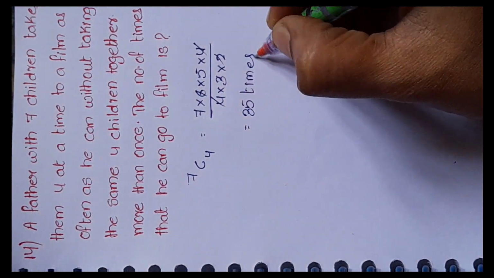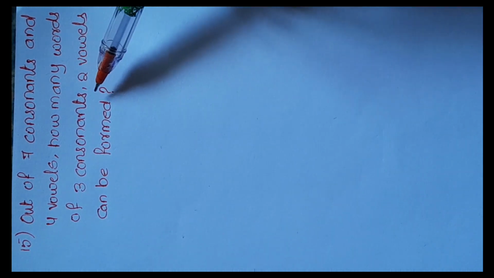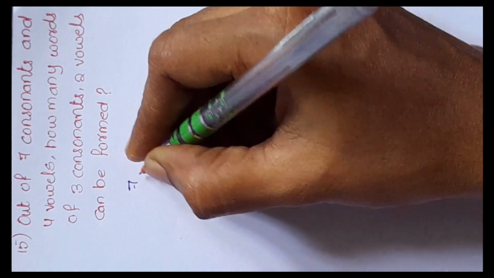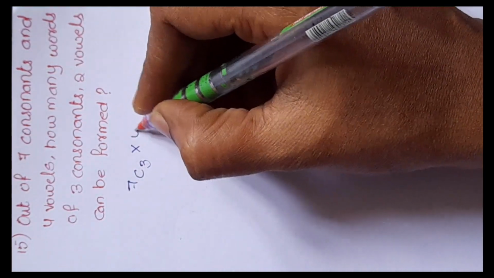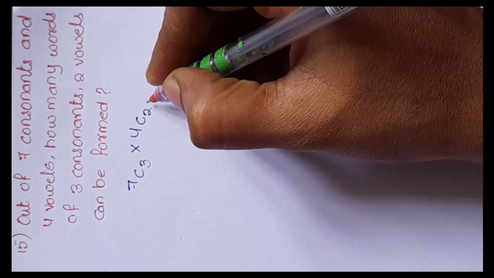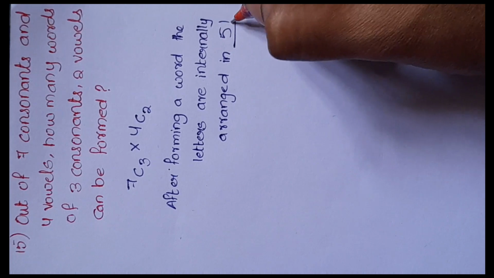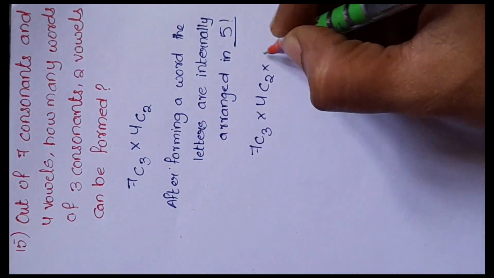He goes 35 times. Out of 7 consonants and 4 vowels, how many words of 3 consonants and 2 vowels can be formed? There are a total of 7 consonants, out of which 3 should be selected, 7C3, into there are 4 vowels, out of which 2 should be selected. That is 4C2. After forming a word, the letters are internally arranged in 5 factorial ways. So the required answer is 7C3 into 4C2 into 5 factorial.